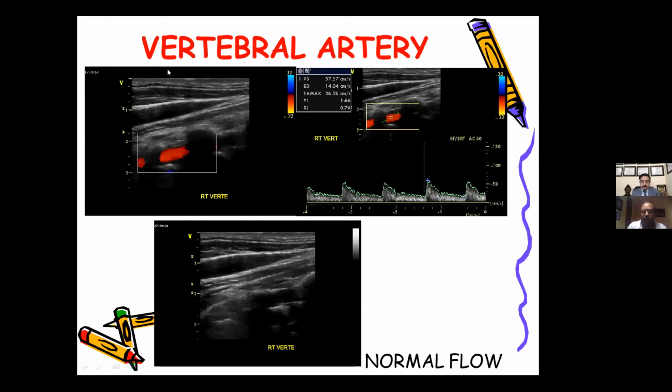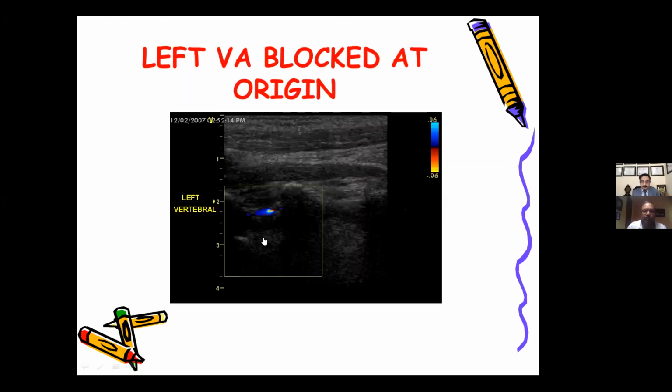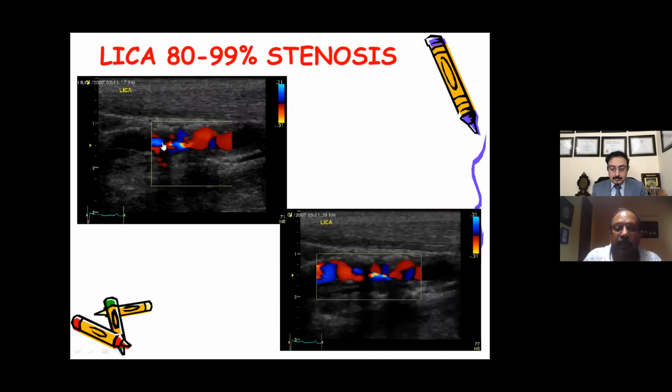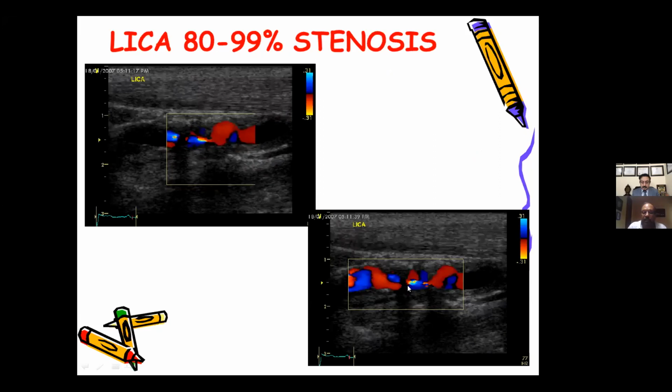Look, there is no flow in the left vertebral artery, blocked at its origin. We can see a vertebral artery. Some amount of flow is seen over here. There is no flow seen in the vertebral artery, but you can see a venous flow seen in the vertebral vein. And here is the left internal carotid artery with almost 80 to 99% stenosis. Again, a turbulent flow and a static flow.